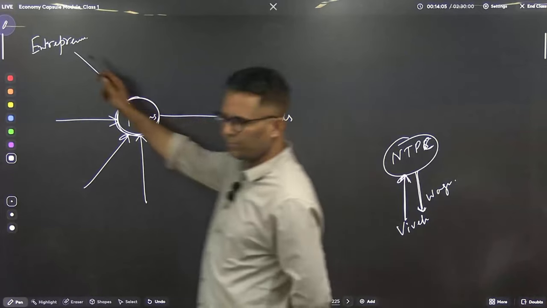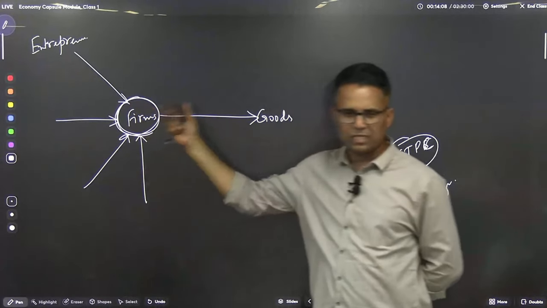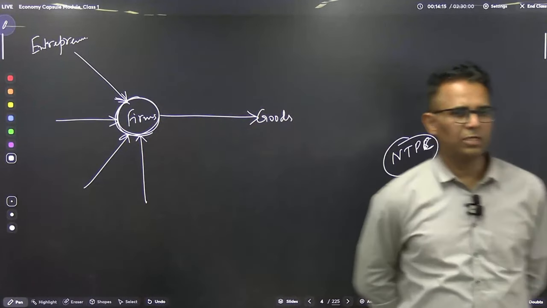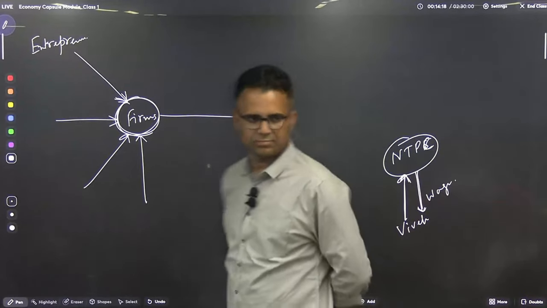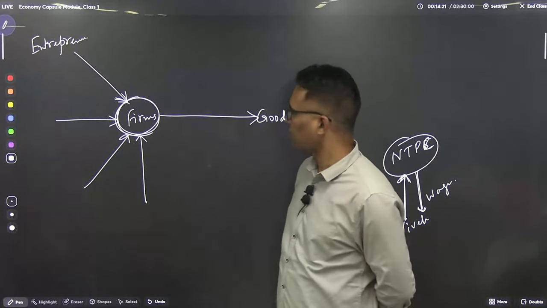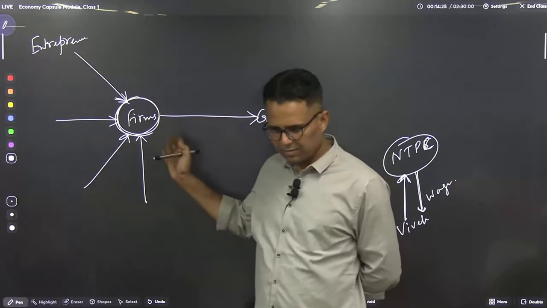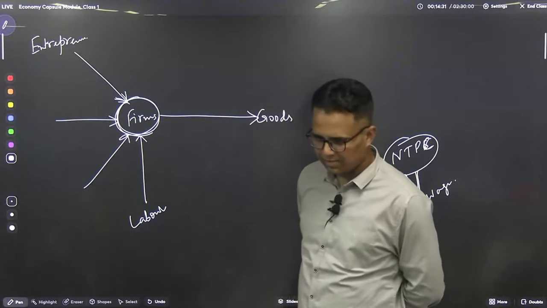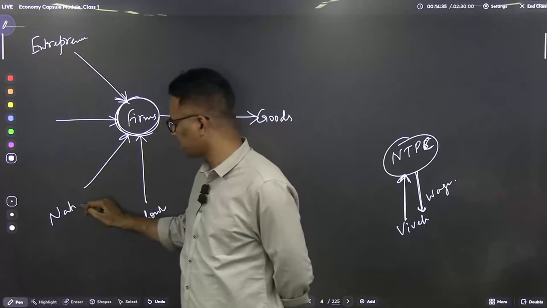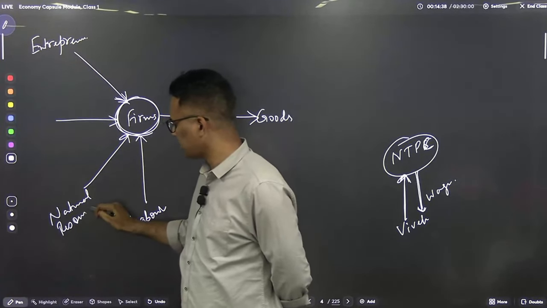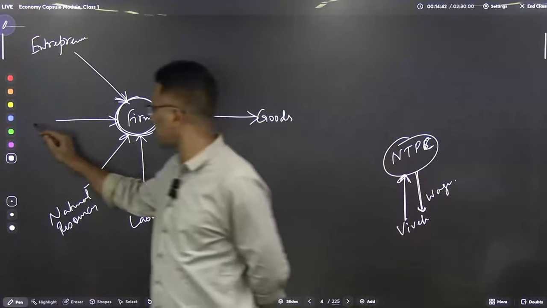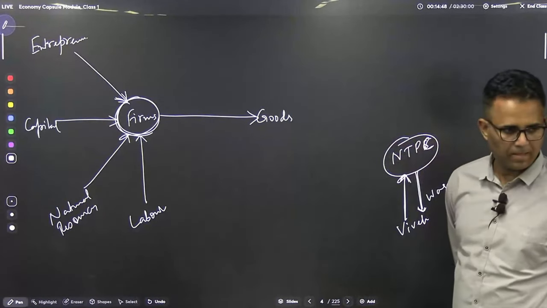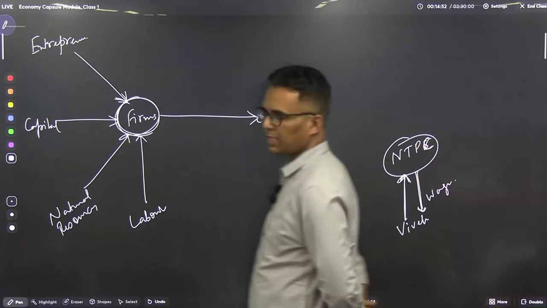In the same way, this entrepreneur is a human being, part of the household sector. This company is part of the private sector. The entrepreneur gives some input to the company. What input does the entrepreneur give? Okay, we'll discuss. Other inputs are, any company requires labor, right? Then natural resources. What else? Capital.